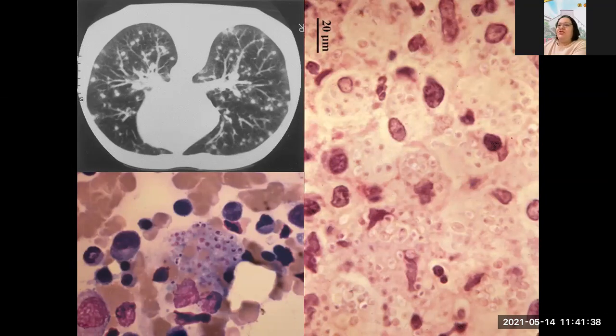So this shows you what it looks like on the CT scan. This is what it looks like. You see those, see that? Okay.